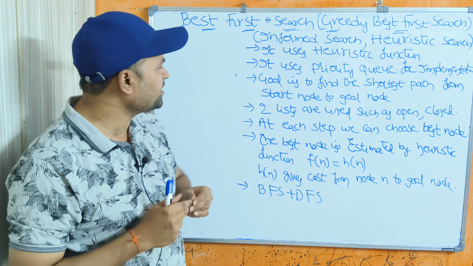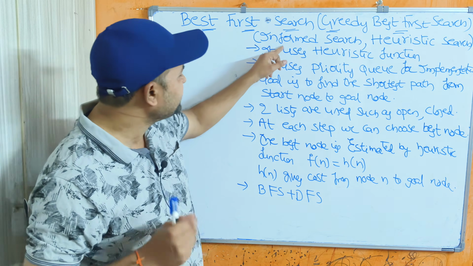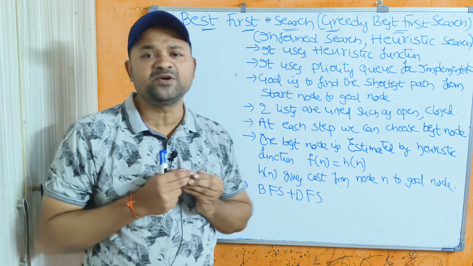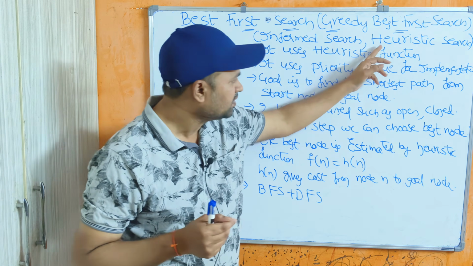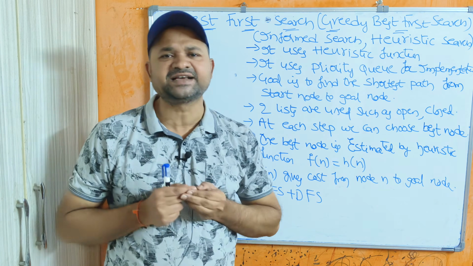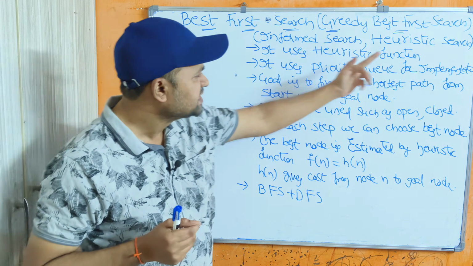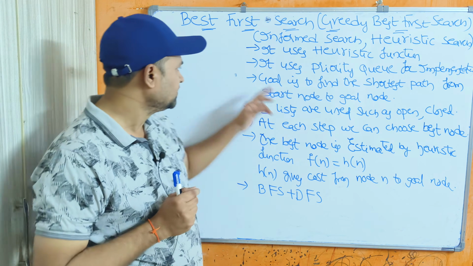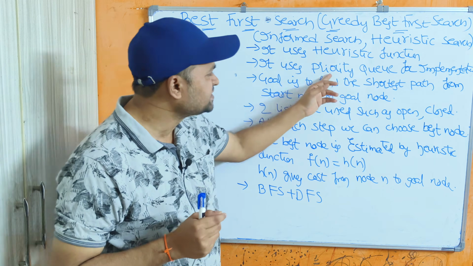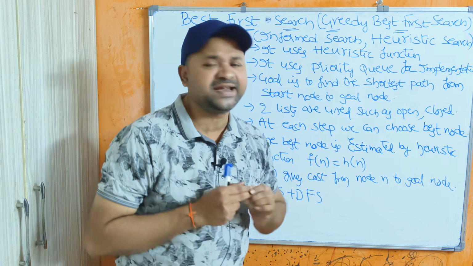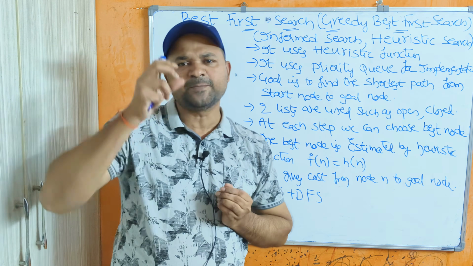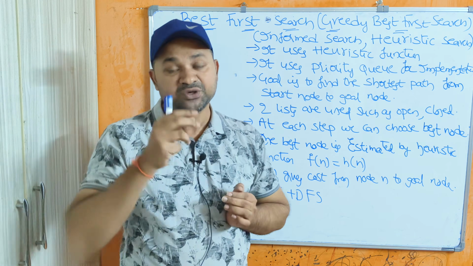So let us see some important points. Best first search comes under informed searching technique and heuristic searching technique. Best first search uses a heuristic function. Best first search uses a priority queue for its implementation. So here the priority queue mainly uses the heuristic value.